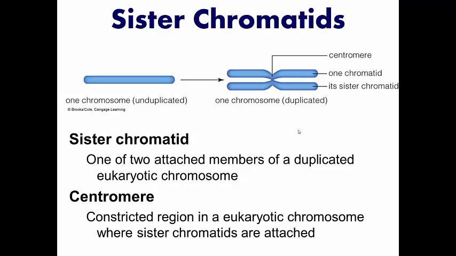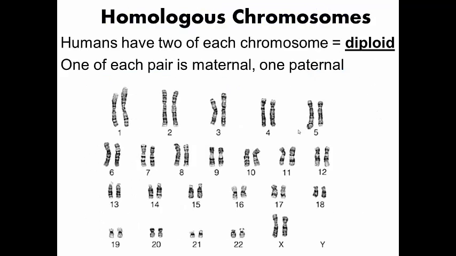So unless a mutation occurs, sister chromatids are going to be exactly the same, 100% the same. So a homologous pair of chromosomes is going to exist during part of its life as each chromosome will exist as two sister chromatids held together at the centromere.